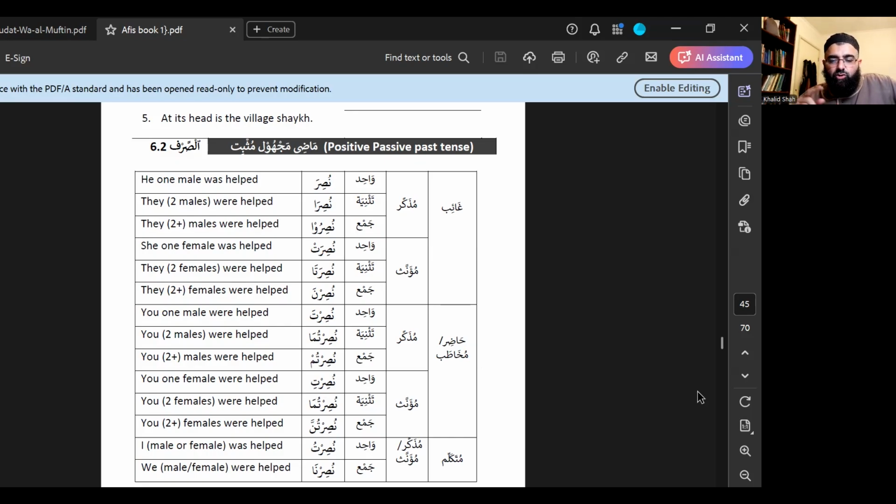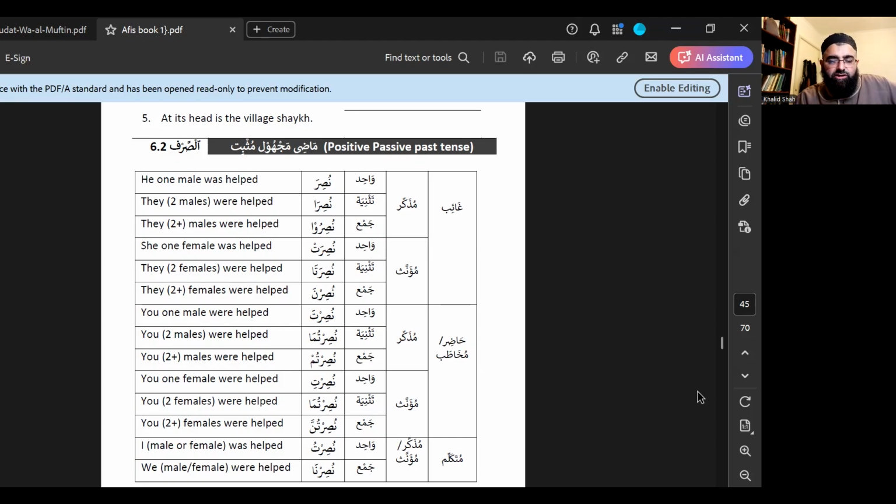So nusira: what you do is you change the first letter to a dhamma, the second to a kasra. So nasara is "he helped." Nusira is "he, one male, was helped." And the end is the same. Nusira, right? The alif is added, right? The beginning is changed. So this follows its structure down to the bottom. The end is exactly the same as the previous ones.